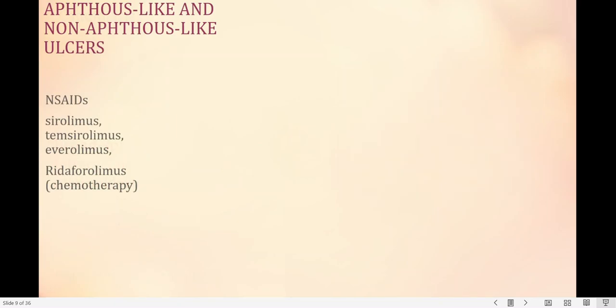Another oral side effect of medications is ulcers. These ulcers could be aphthous-like and non-aphthous-like, meaning that they could be similar in shape to aphthae, like being oval or round, surrounded by a reddish halo. And actually, we have also a long list of medications that cause these ulcers, like, for example, NSAIDs and several chemotherapeutic agents.